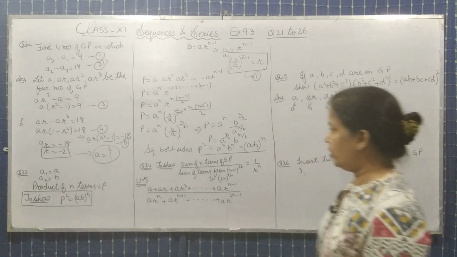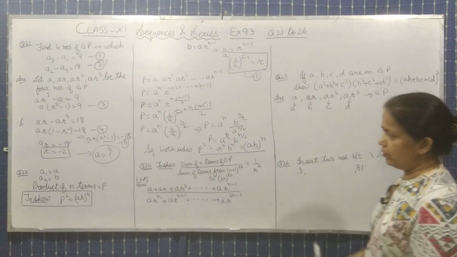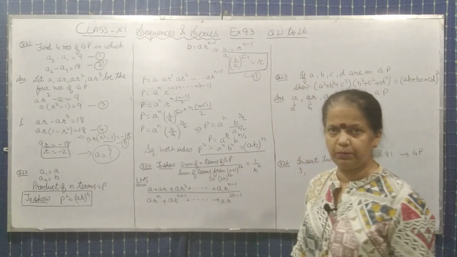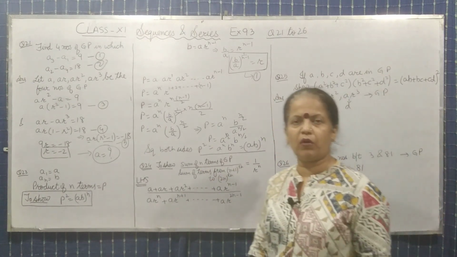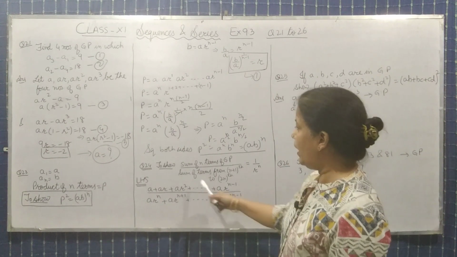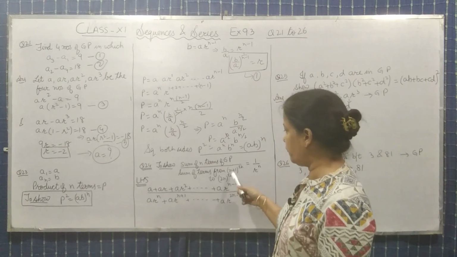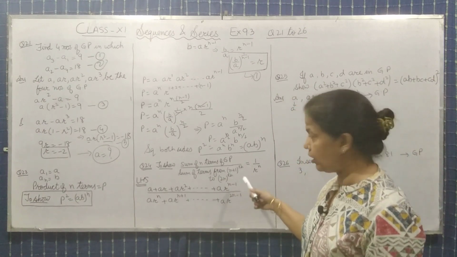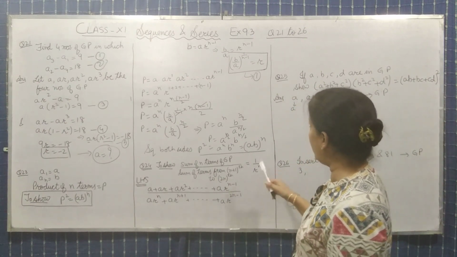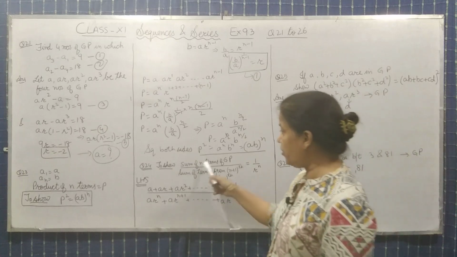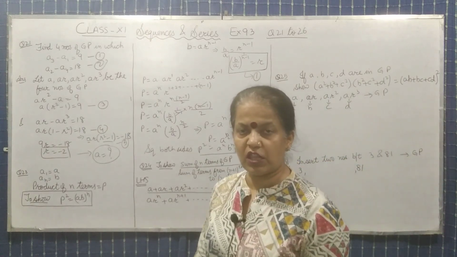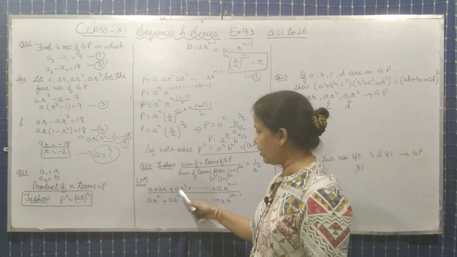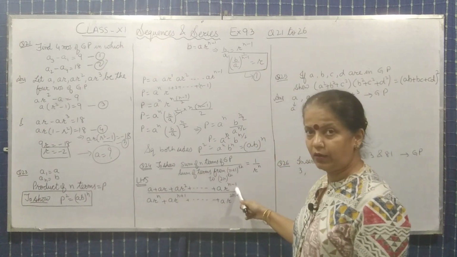Question 24. In question 24, you have to show that the ratio of the sum of n terms of a GP and the sum of terms from the (n+1)th to the 2nth term is 1 upon R^n. So, sum of n terms of GP, we can write it as A plus AR plus AR square up to AR^(n-1).